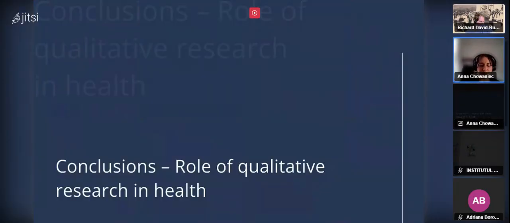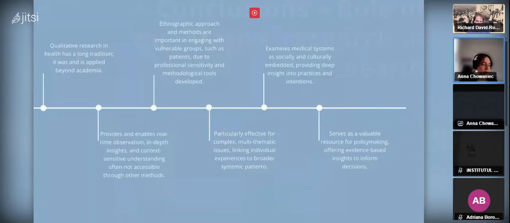Some conclusions on the role of qualitative research in health. As I said, qualitative research in health, here represented mostly by medical anthropology, has a long-standing history and has been applied in theoretical as well as applied research from the very beginning. Its advantage lies in the timely observations that it can deliver that are in-depth and context sensitive, not necessarily accessible through other methods. The ethnographic approaches and methods are especially useful when engaging with vulnerable groups, such as patients, such as minority groups.